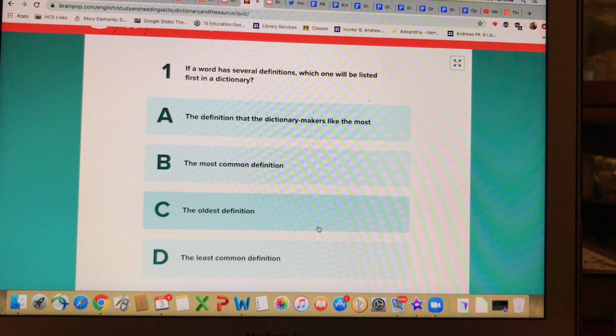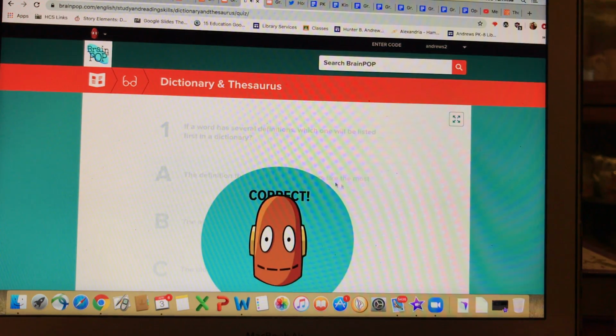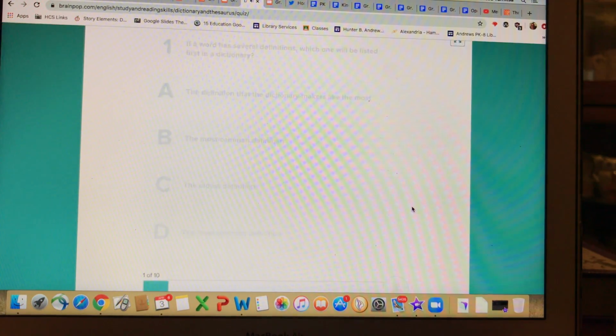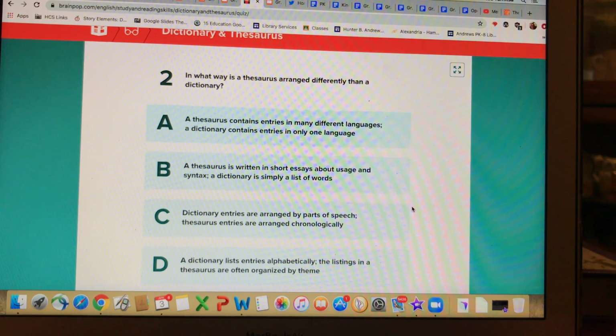Okay, let's look. If a word has several different definitions, which one will be listed first in a dictionary? The definition that the dictionary makers like the most, the most common definition, the oldest definition, or the least common definition? What do you think? I think you're right. I think it would be the most common definition. Good job. The one that most people will use. That means it's the most common.